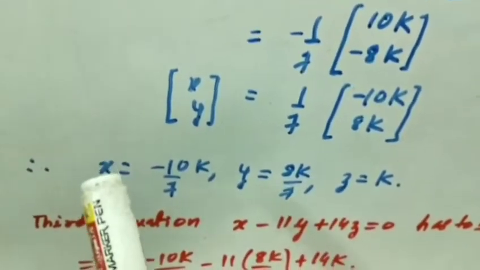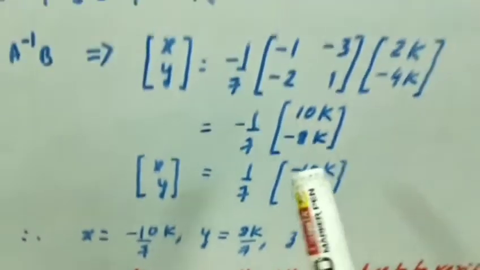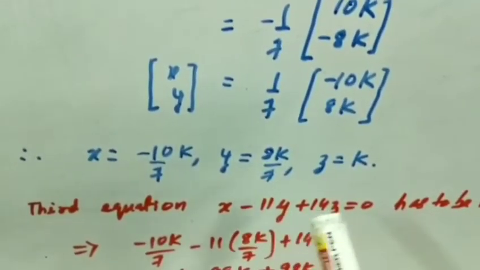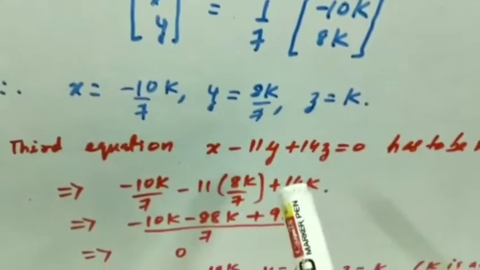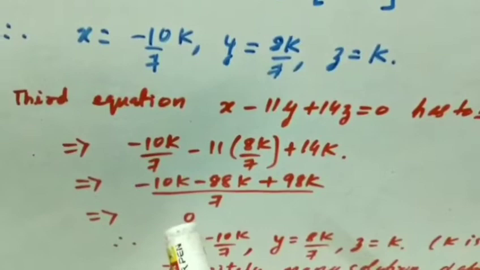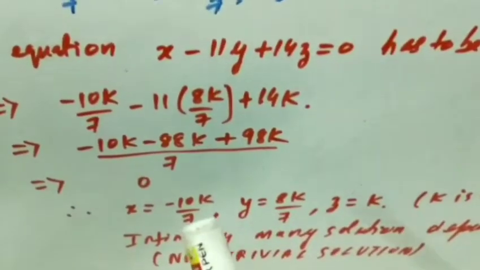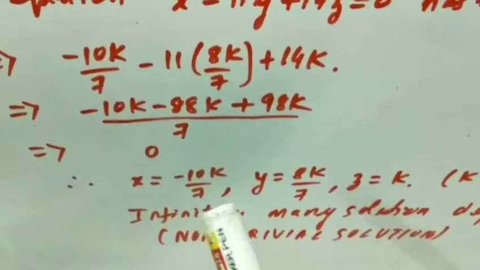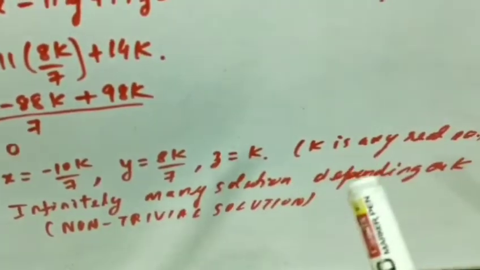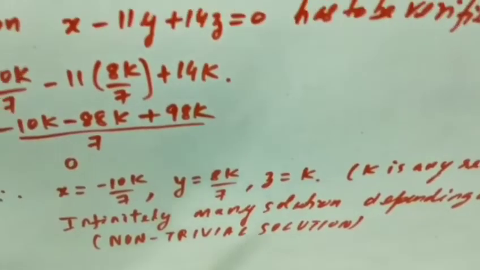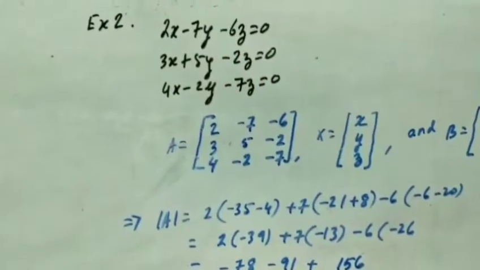Now, we have to substitute these values in the third equation. The third equation is x minus 11y plus 14z is equal to 0. Now, we substitute the values of x, y and z, and we find that it is equal to 0. Therefore, the final answer: x is minus 10k by 7, y is 8k by 7 and z is k, where k is any real number. Infinitely many solutions depending on k. It's a non-trivial solution.